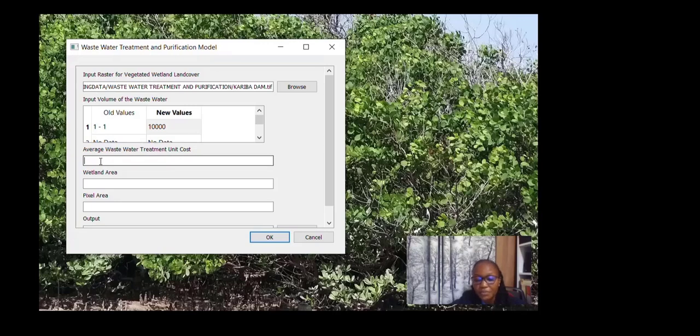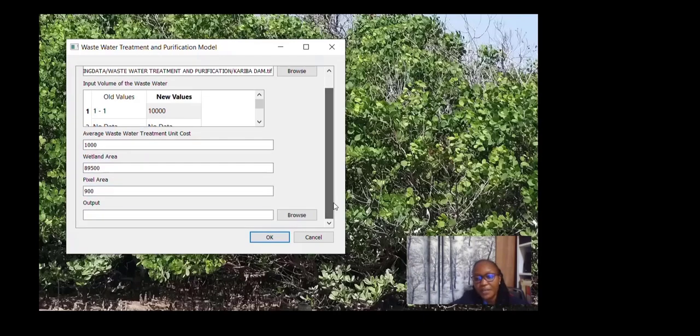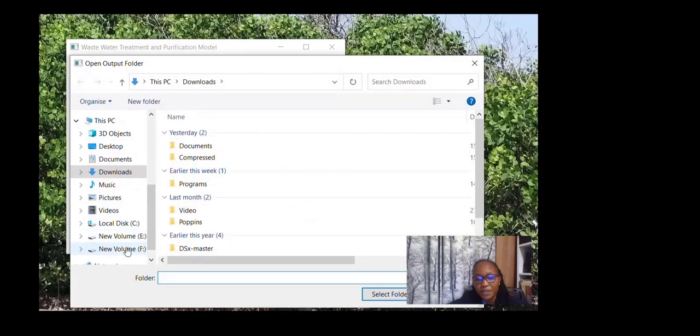The average cost of treatment, assuming that this wetland was not functioning like it should, and the government has come in to instill measures to enhance the treatment of the water. Then we look at that average wastewater treatment unit cost that a government or any other institution would incur while trying to treat this water. So we can say per cubic meter, maybe it's costing them around 1,000, maybe US dollars or Kenya shillings. Then we put the wetland area and the pixel area. Then define the output folder where we expect our output to be stored.